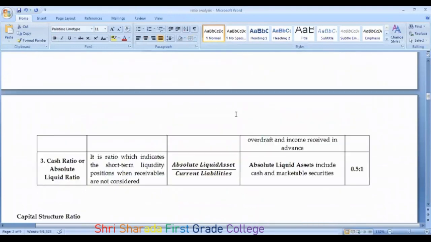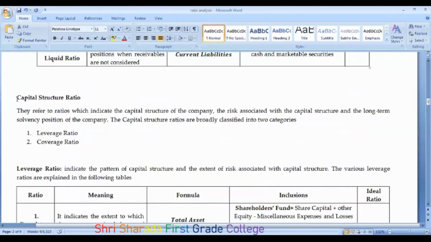Okay. Now we will move on with the capital structure ratio. Before moving on with the capital structure ratio, we will see what actually the capital structure is.